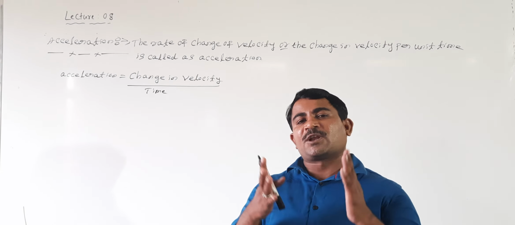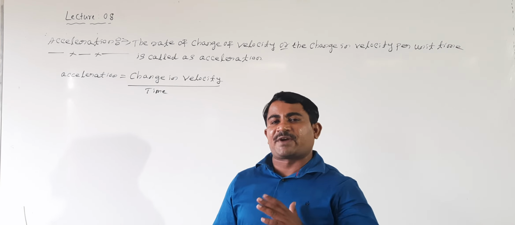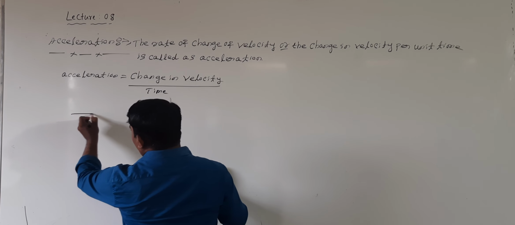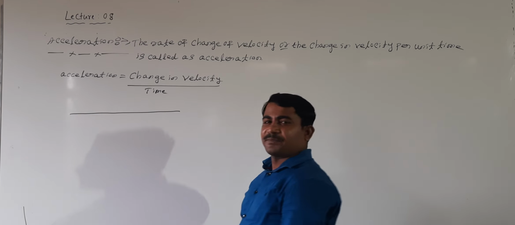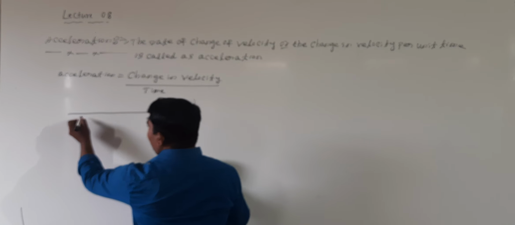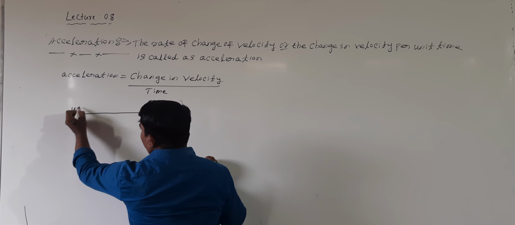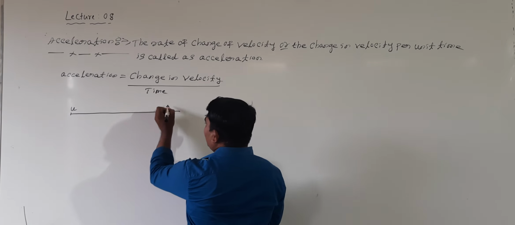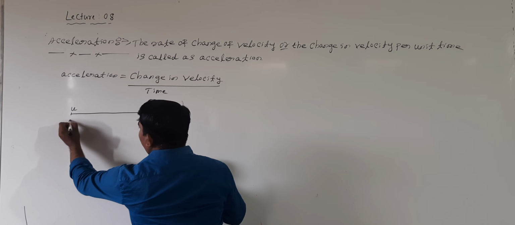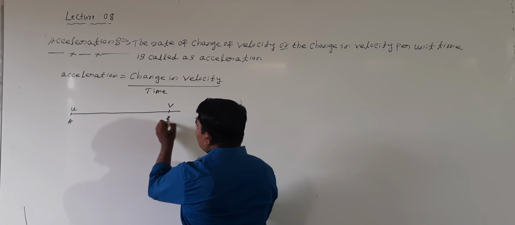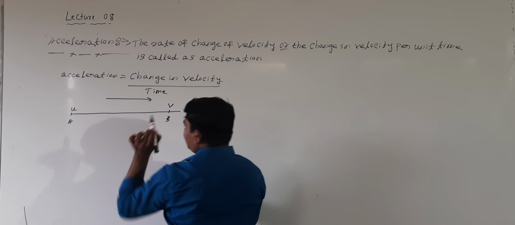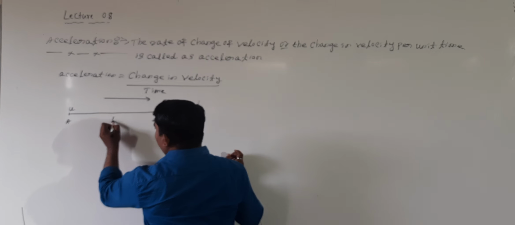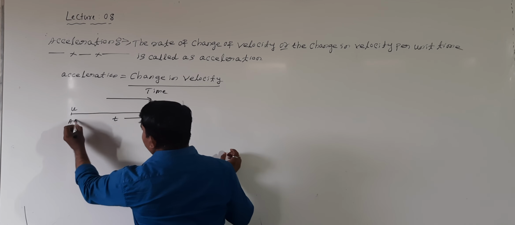Consider an object moves along a straight line with an initial velocity and final velocity. Consider this body going like this along a straight line path. At any point, we are taking this as the initial velocity. And at this point, we are taking this as the final velocity. This point is A, and this point is B. The body goes in this direction. When the body goes from A to B, let us take the time interval.